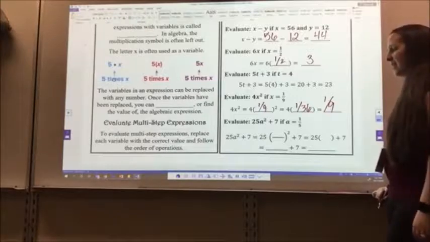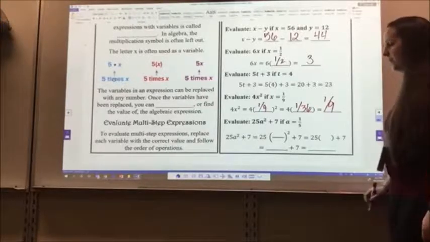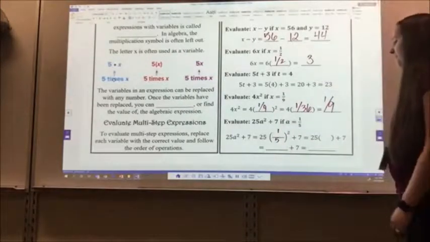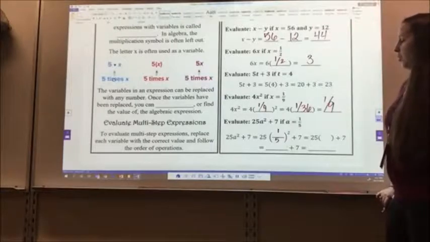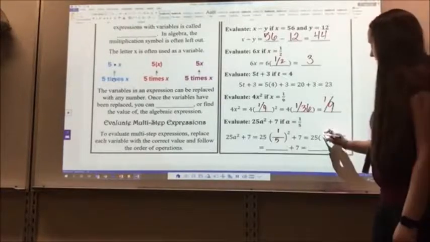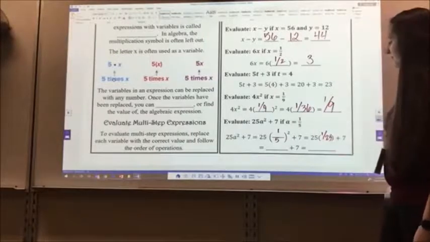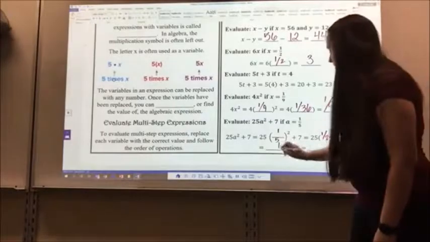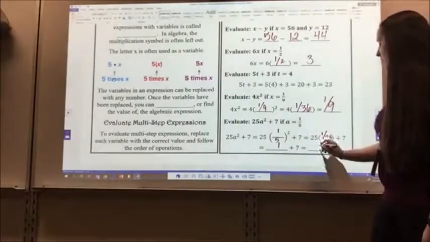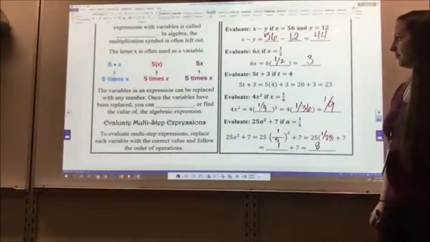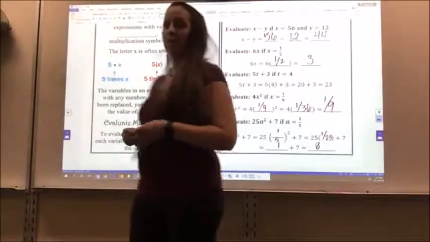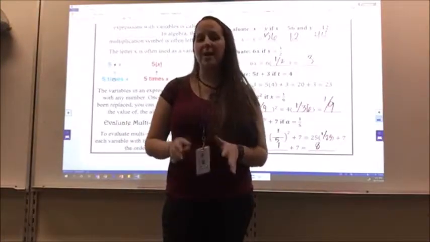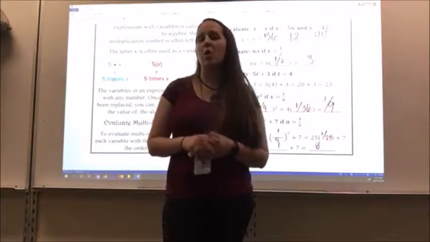Evaluate 25a squared plus 7 if a equals 1/5. Again, I substitute in 1/5 for a. 1/5 squared is 1/25. And then 25 times 1/25 is 1. Plus 7 equals 8. All right, there are a couple of try-it problems on the next page. I want you to go ahead, pause the video, try them out, and when you're done, we'll go over the answers together.